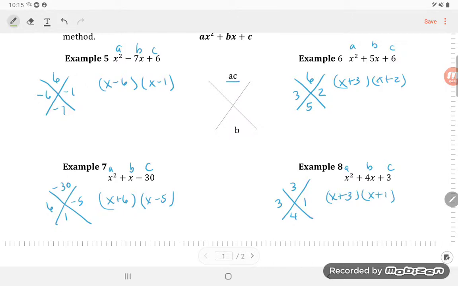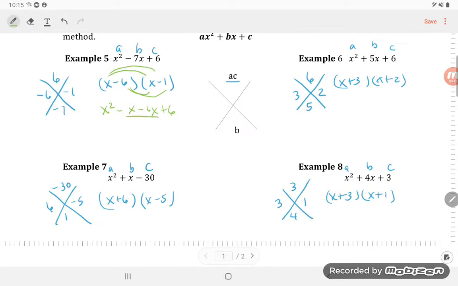So let's go back to example 5, and we're going to multiply that back together. We're going to FOIL. So my first terms, x times x, is going to give me x squared. My outer terms are x and negative 1, so minus x there. My inner terms are a negative 6 and x, so I have a negative 6x there. And finally, negative 6 times negative 1 gives me a positive 6.